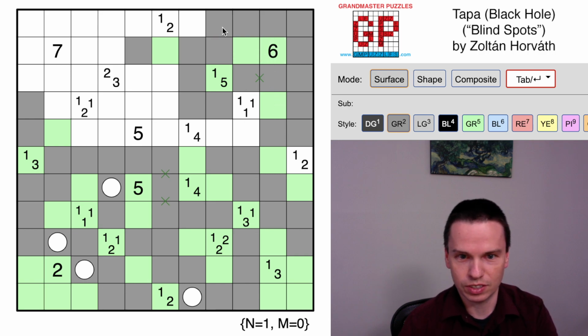Again, for connectivity, we need to take 1 more for this to work. So that comes in, this comes in. Those all look good.